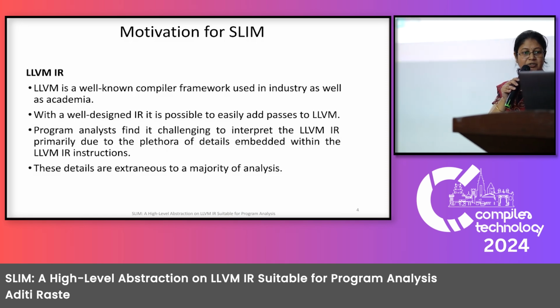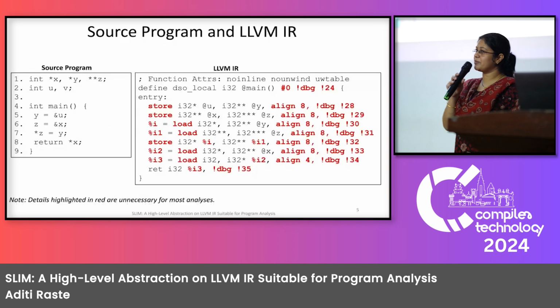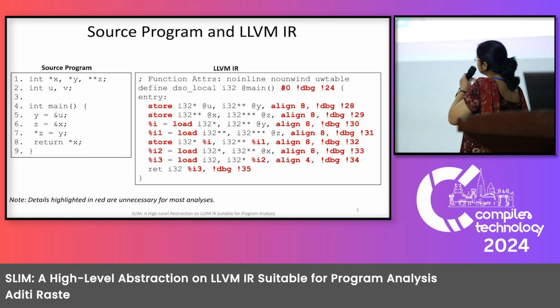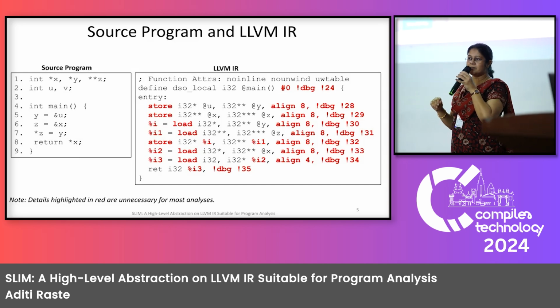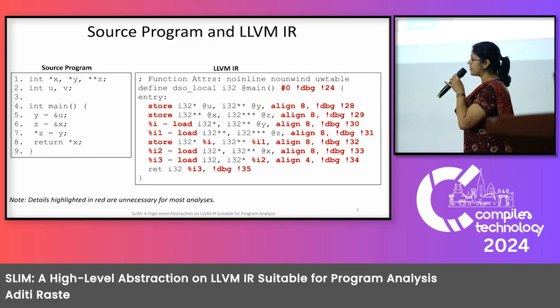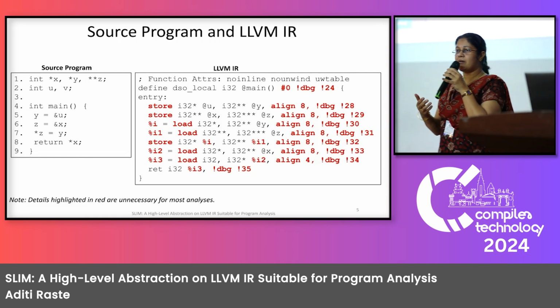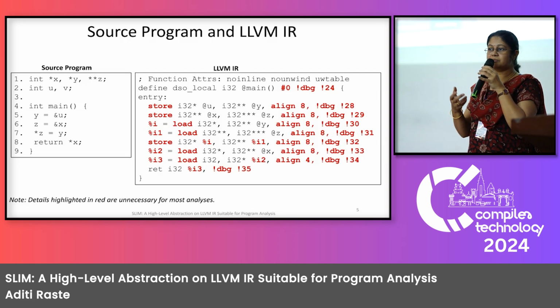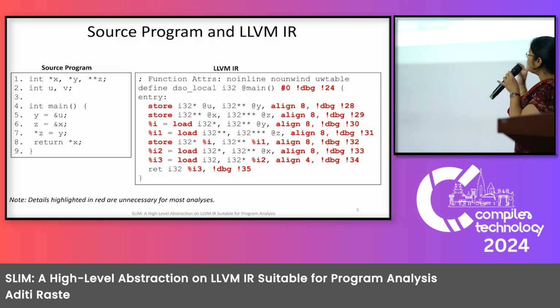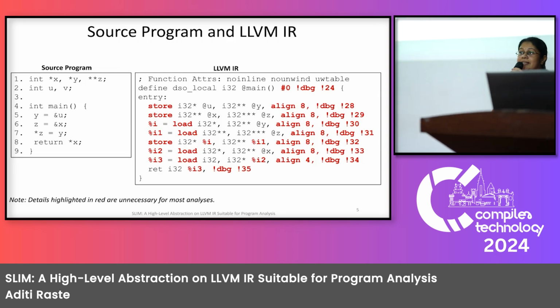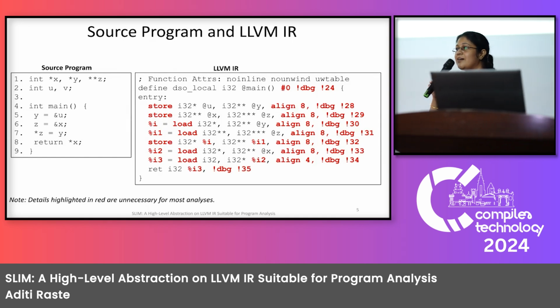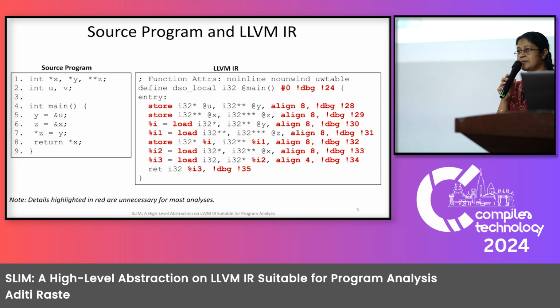So let's take an example for this. There is a source program here and the corresponding LLVM IR. Now, this is a very basic source program, which just consists of pointers. But when we add aggregate data structures, arrays, structures to structures, nested structures, it definitely will complicate the LLVM IR. Right now, the details that are highlighted in red are unnecessary for most of the analyses.